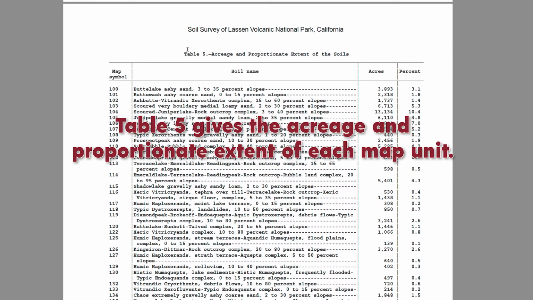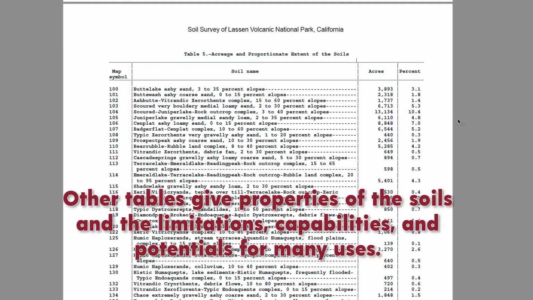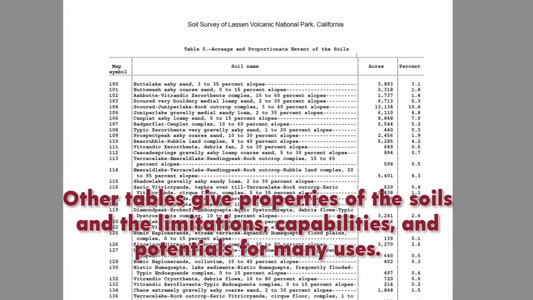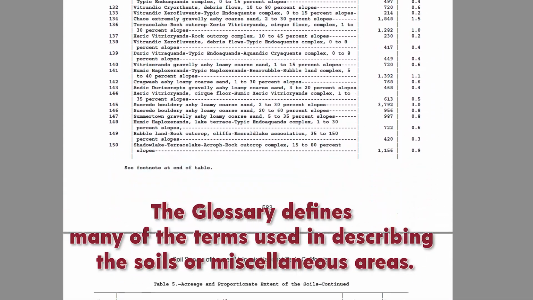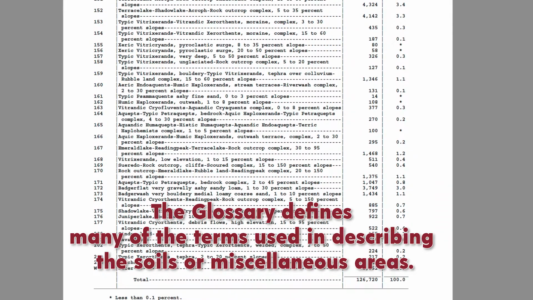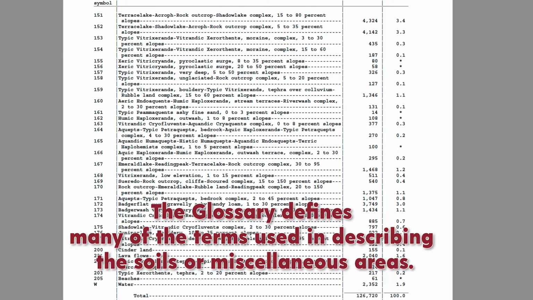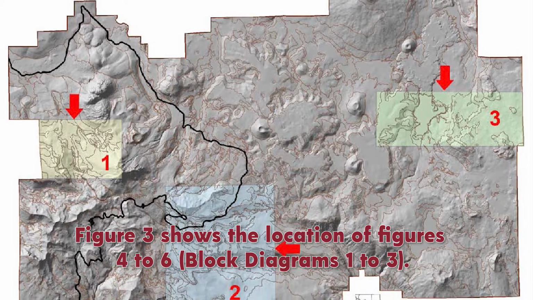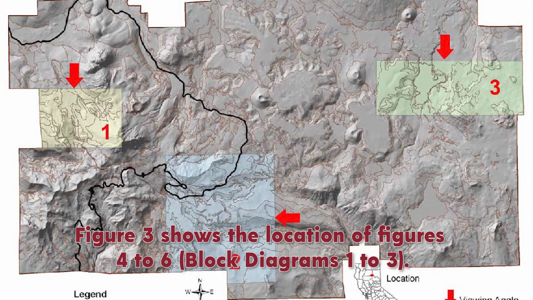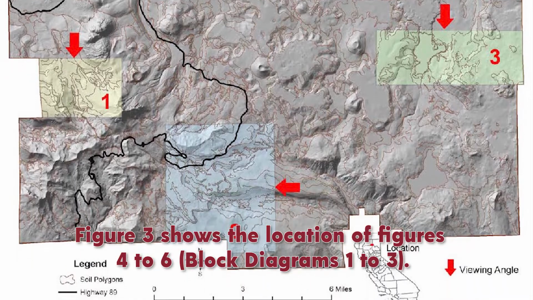Table 5 gives the acreage and proportionate extent of each map unit. Other tables give properties of the soils and the limitations, capabilities, and potentials for many uses. The glossary defines many of the terms used in describing soils or miscellaneous areas. Figure 3 shows the location of figures 4 through 6, block diagrams 1 through 3.